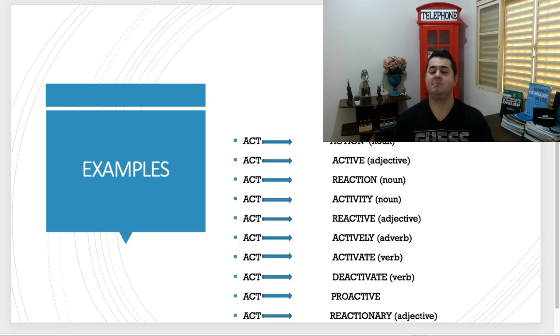In this case, I'm using both. Act, actively, both. Act, activate. So in this case, I'm using just the suffix. Act, deactivate. I'm using the negative. Okay? Act, proactive, and act, reactionary.